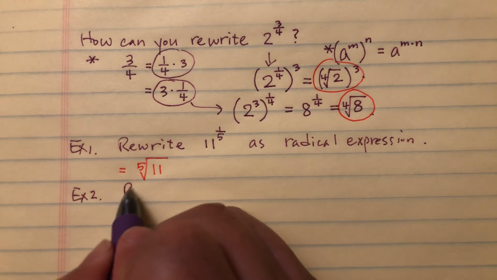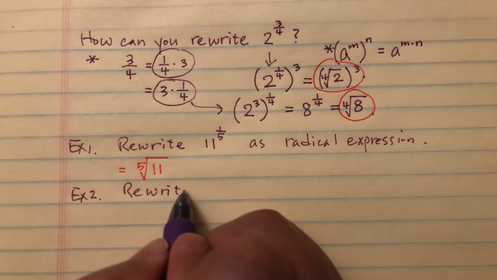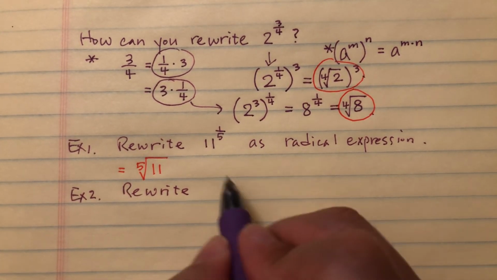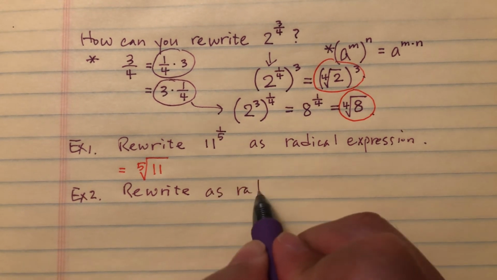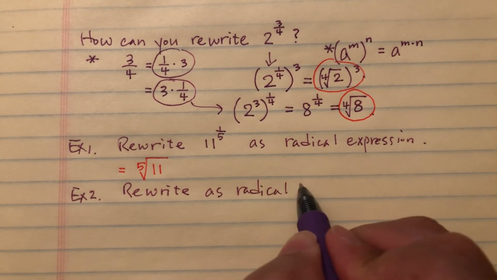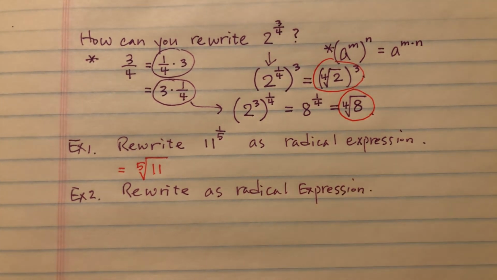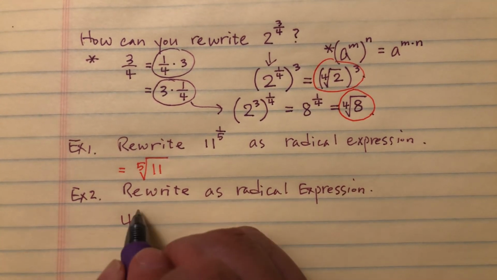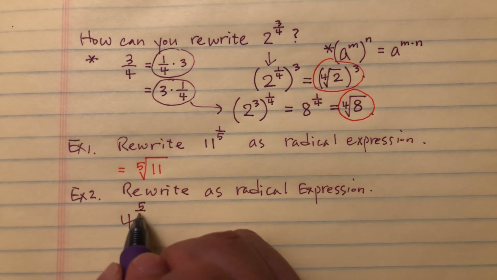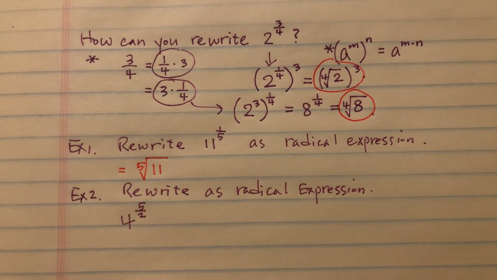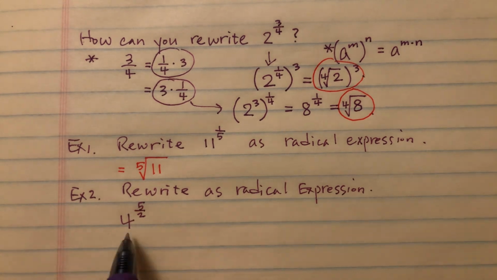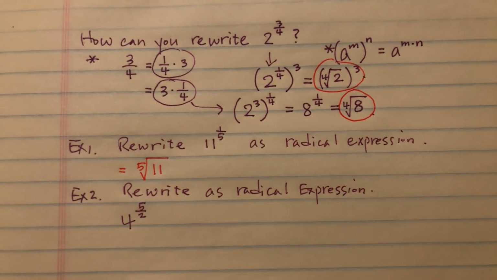Rewrite as a radical expression. How about 4 to the 5/2 power? Well, we just went over this, right, as 2 to the 3/4.